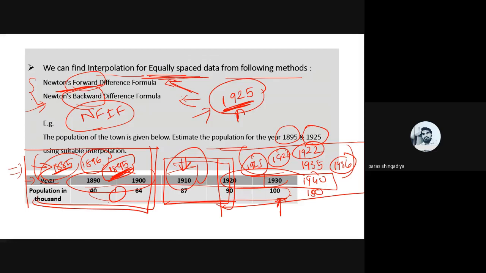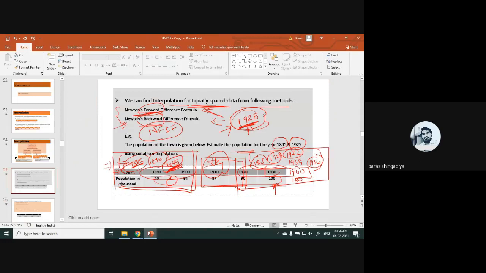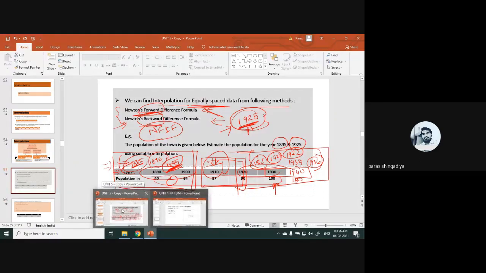That is two methods for unequally spaced data and two methods for equally spaced data in interpolation. Here we'll apply such a filter: if the data is nearer to the starting, then we'll use the Newton forward case, and if your data is nearer to the ending, then we'll apply the Newton backward case. That is the difference in equally spaced data. We'll stop here, and we'll start the first formula, Newton forward interpolation, in the next lecture.